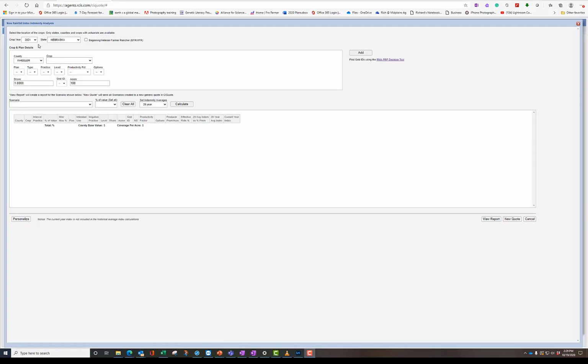For our next step, we'll go to the RCIS quoting system, and we'll enter the appropriate data to get a quote. The crop year is 2021. The state is Nebraska. The county is Wheeler. The crop is pasture, rangeland, and forage. The plan is rainfall index. The type, we've got a choice between haying and grazing, and we'll choose grazing.